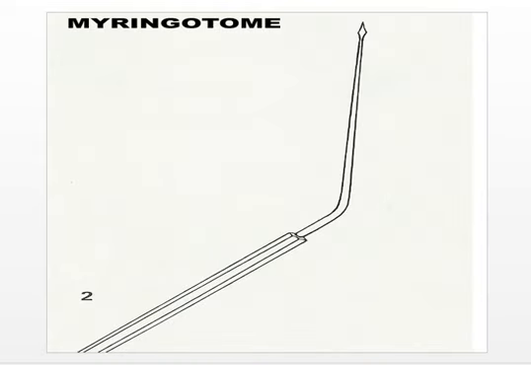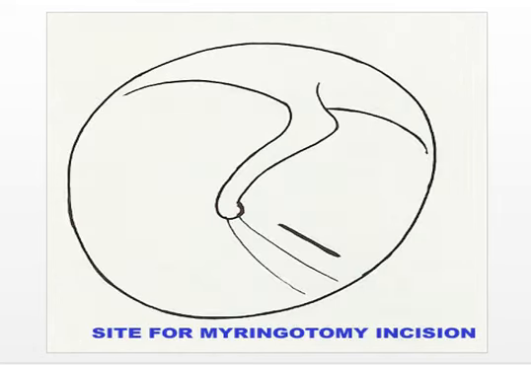That is MYRINGOTOME. MYRINGOTOME is a specially made knife by which you can give a nick in the tympanic membrane, a small incision in the tympanic membrane under anesthesia, and evacuate the pus. So have a look at this MYRINGOTOME. The end of this myringotome is sharp, knife-like, and that is the tympanic membrane.